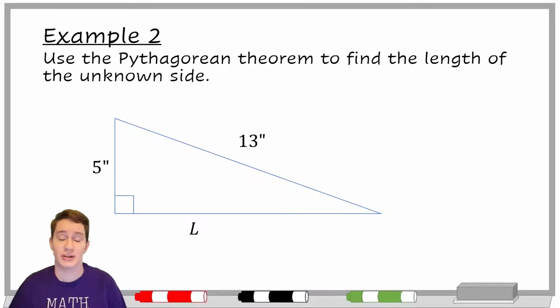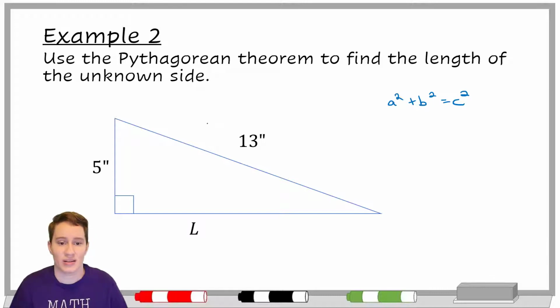Example 2, Pythagorean theorem again, but this time, instead of our hypotenuse being missing, one of the legs is missing. So we need to do something a little bit different. It's going to start off in a similar way though, of just saying, okay, this is a right triangle, so this is a squared plus b squared equals c squared.